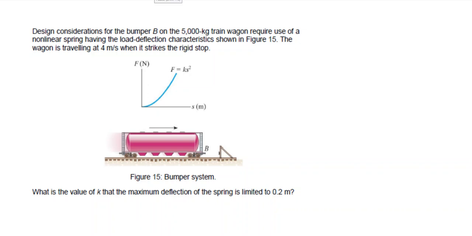Hi everyone. Design consideration for the bumper B on the 5,000 kilogram train wagon requires use of a nonlinear spring having the load deflection characteristic shown in the figure. The wagon is traveling at 4 meters per second when it strikes a rigid stop. What is the value of k such that the maximum deflection of the spring is limited to 0.2 meter?